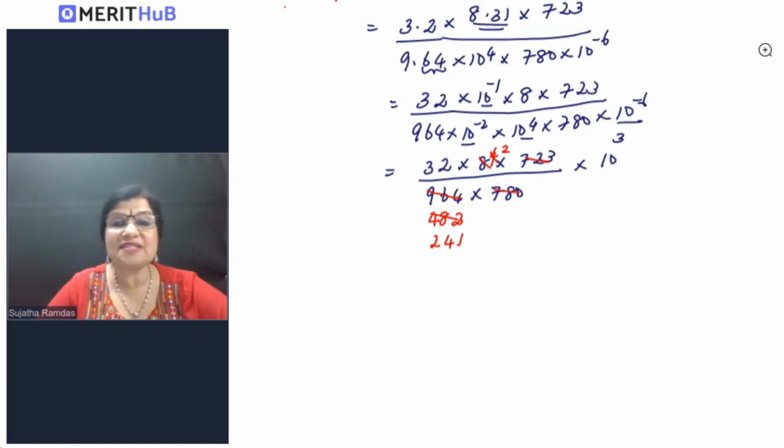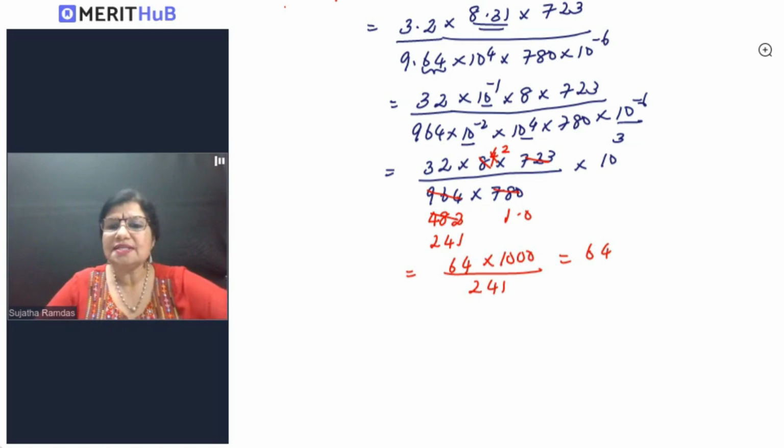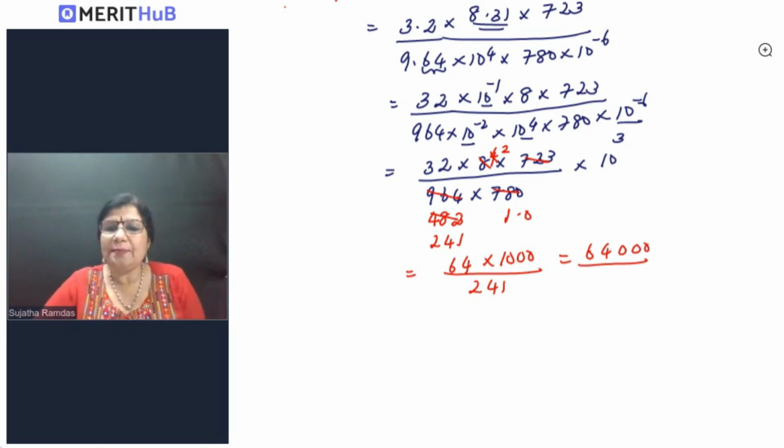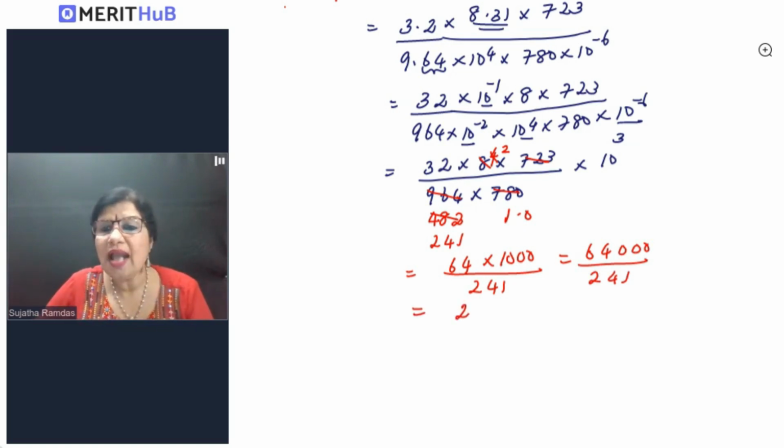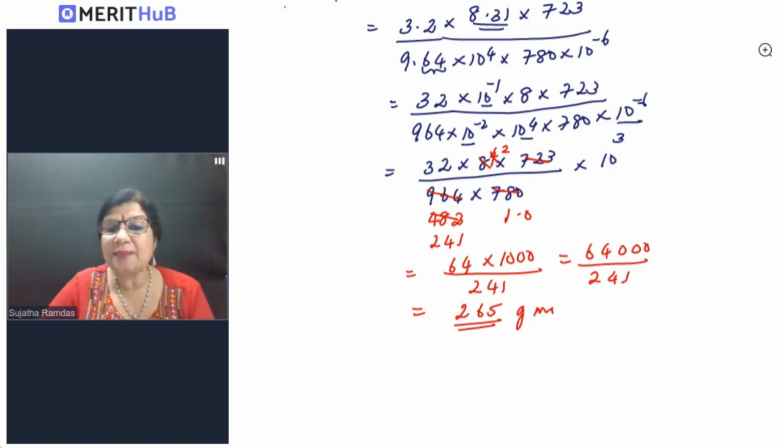723 by 780 is 1.0 something. So let's leave it as 1. So now what do you have? You have 32 into 2, which is 64 into 1000 divided by 241. And that is equal to 64,000 divided by 241. And this, if you divide by 241, it is approximately 265 grams per mole. So this will be the molar mass of sulfur vapor.